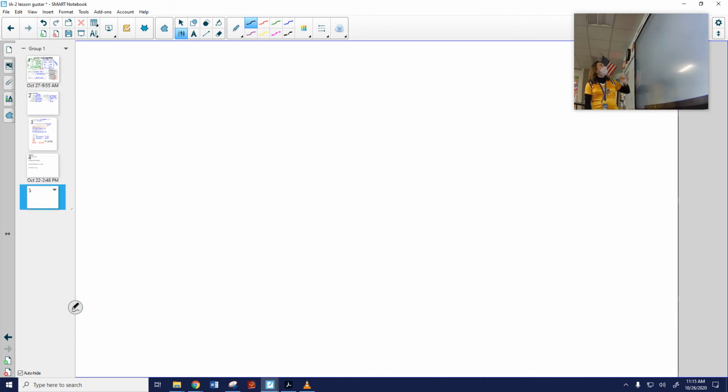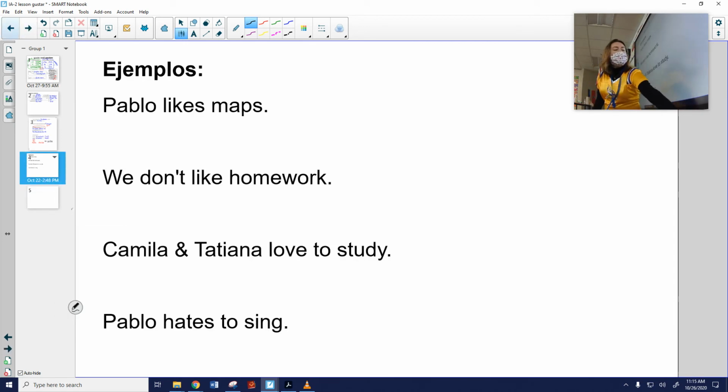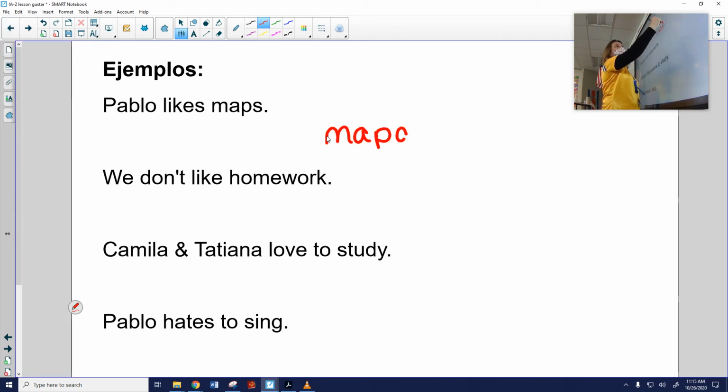I do. Pablo likes maps. ¿Cómo se dice maps? ¿Recuerdan ustedes? Mapa. Mapa is map. And to make it plural, what do I have to do? I don't think these are on your paper, but if you want to write them down as examples, you're welcome to. To make it plural, we add an S. Is it masculine or feminine? El mapa or la mapa? It's el, muy bien. It's one of those weird irregular ones. So to make it plural, we would say los mapas.